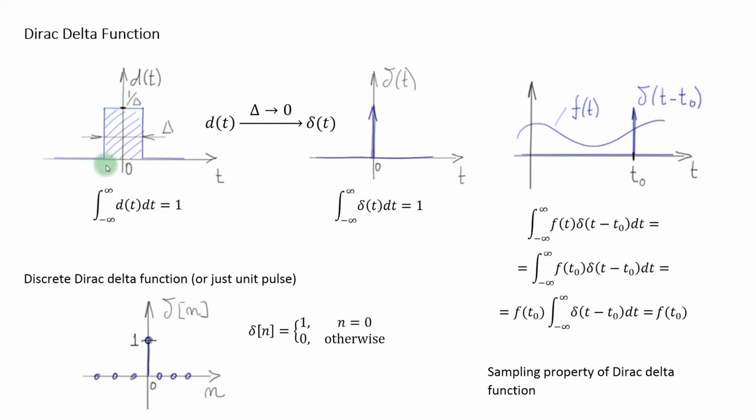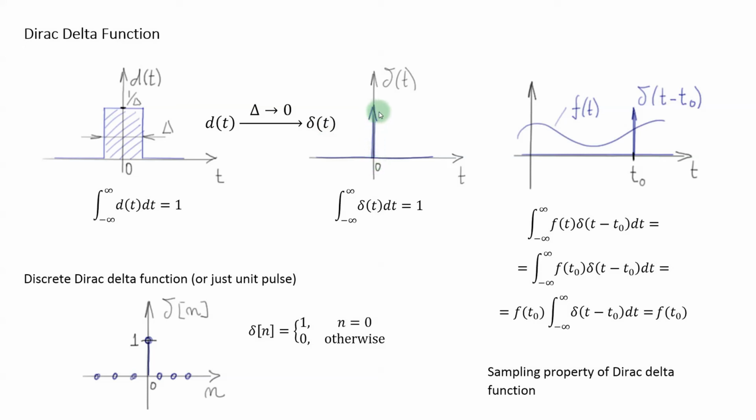Now, this is not yet the Dirac delta function, but this will become the Dirac delta function when this delta in the limit approaches 0. When this delta approaches 0, this pulse will become infinitely narrow and also infinitely tall. So when I take this pulse of ours and I limit delta to 0, I will get the Dirac delta function, which I will denote as delta of t, and I will plot it as an arrow pointing upwards.